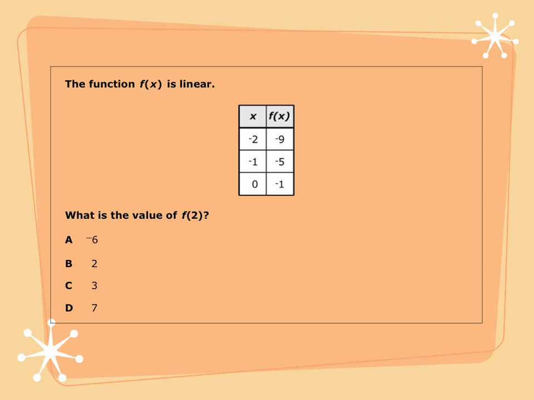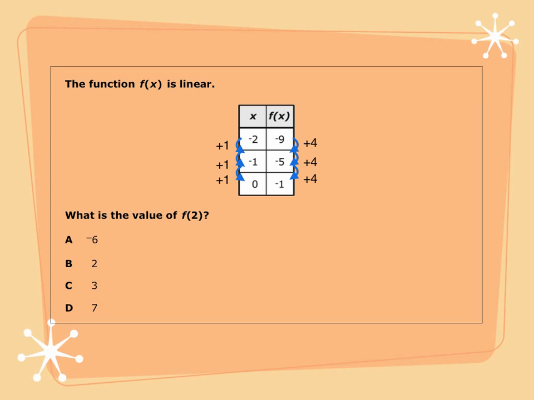This example says the function f of x is linear. It gives us a table of the values, and it says what is the value of f of 2? Now, the piece that's important here is it says that the function f of x is linear, which means that the x's are going to increase at a constant rate, and the y's, or the f of x's, are going to increase at a constant rate. So first, find the pattern of the numbers that they give you. The x's are increasing by 1. The f of x's, or y values, are increasing by 4. They want to know when x equals 2, what f of x is going to equal.